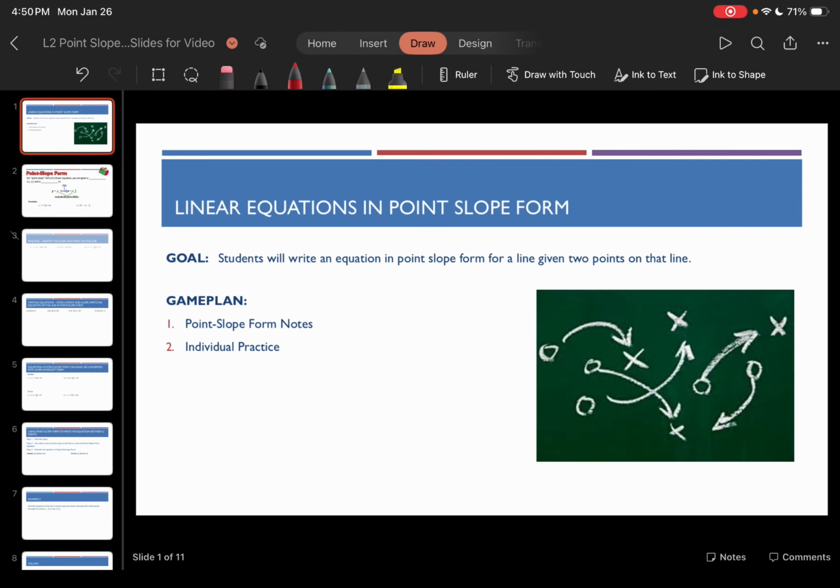All right, hello there. So today we are going to talk about linear equations in point slope form, and we are going to start off by just talking about the equation itself, and then you're going to write some equations in point slope form, and then eventually you're going to be writing equations when you're just given 2 points.